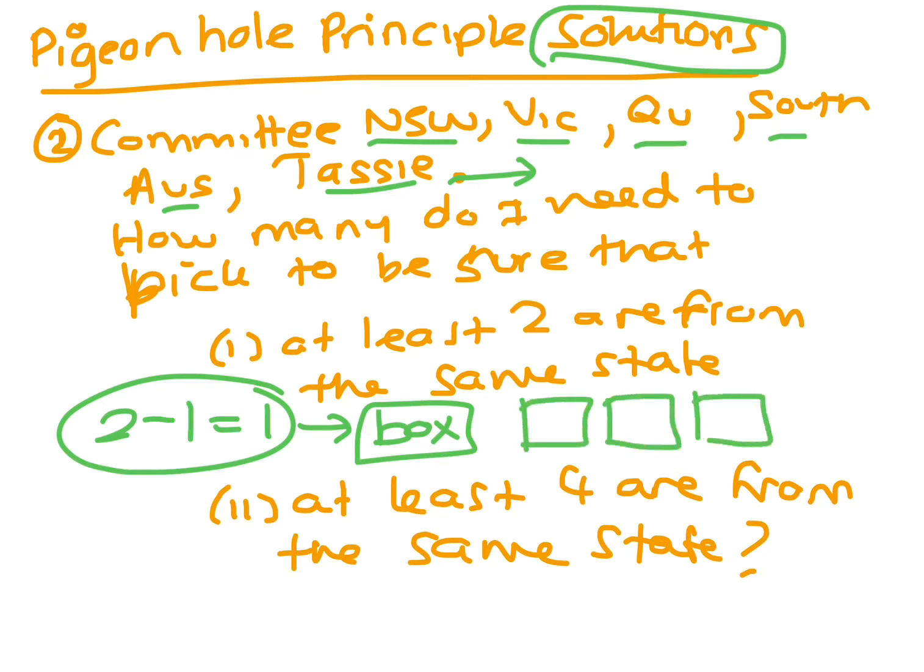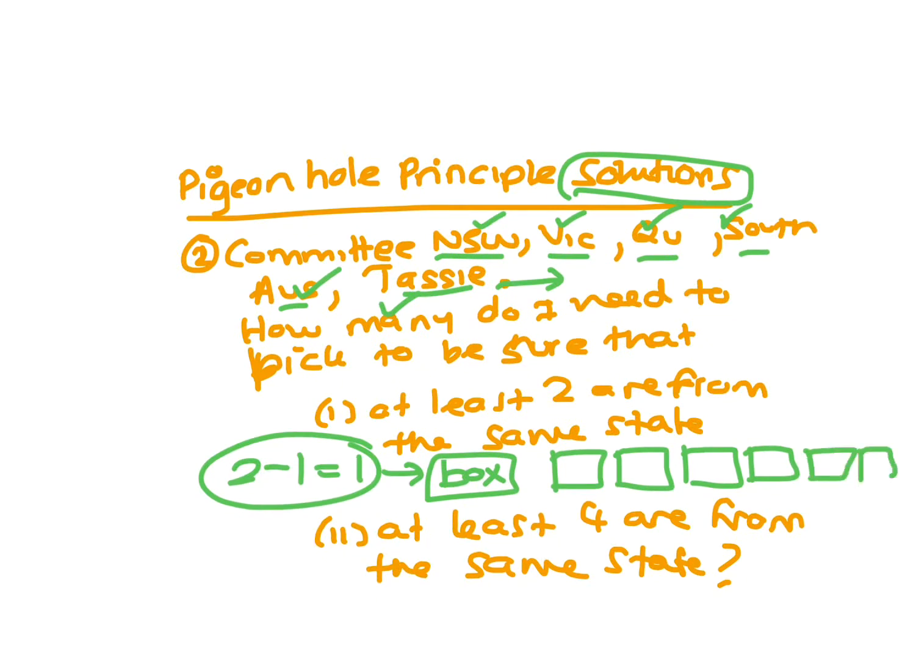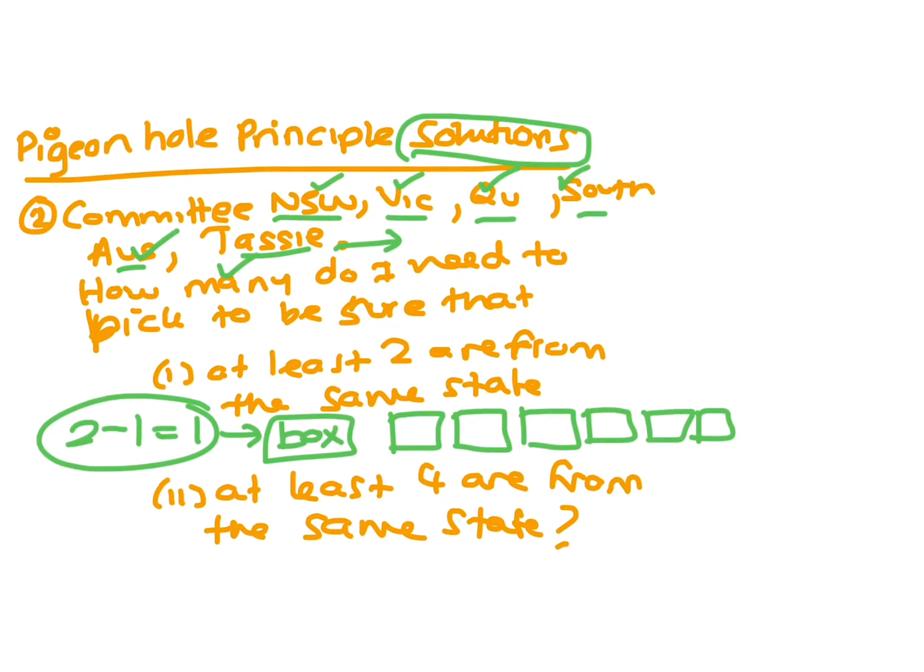So in each choice, now how many choices are there? They either come from New South Wales, Victoria, Queensland, South Australia, Tasmania. 1, 2, 3, 4, 5. There's actually 5 choices. Take that back. There's 5 choices. Okay, so there's 5 of them.